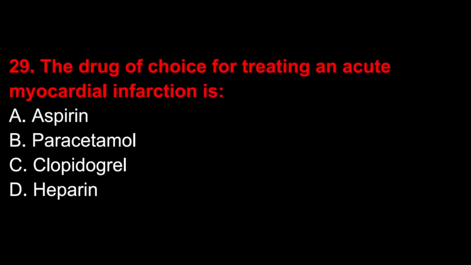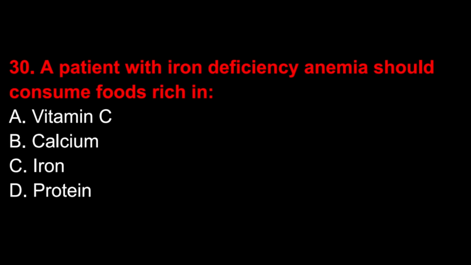Question number 29. The drug of choice for treating an acute myocardial infarction is. Correct answer is option A, aspirin. Question number 30. A patient with iron deficiency anemia should consume foods rich in. Correct answer is option C, iron.